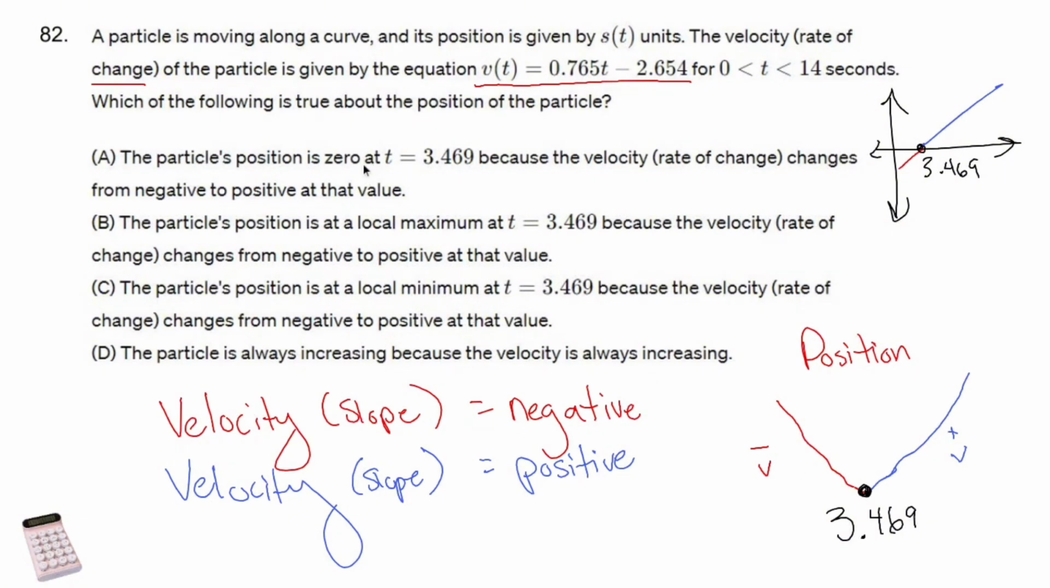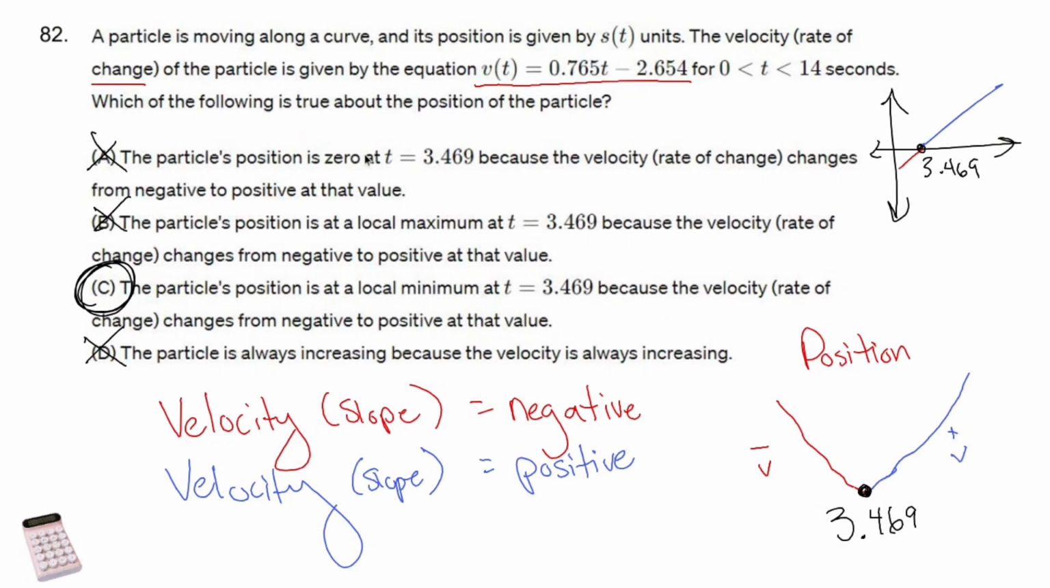So the particle's position is 0 at 3.469. No, that's not true. The particle's position is at a local maximum at 3.469. Nope. The particle's position is at a local minimum at 3.469 because the velocity, also known as the rate of change, changes from negative to positive at that value. That's my guy. The particle is always increasing because the velocity is always increasing. No. The velocity always increasing has nothing to do with where your position is. It just means you're speeding up. And if you're going down a hill, you're probably going to speed up at some point. So yeah, there you have it. Very strange problem, very different problem.